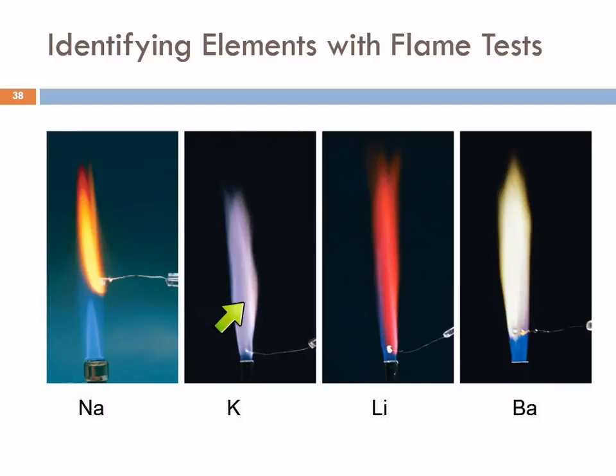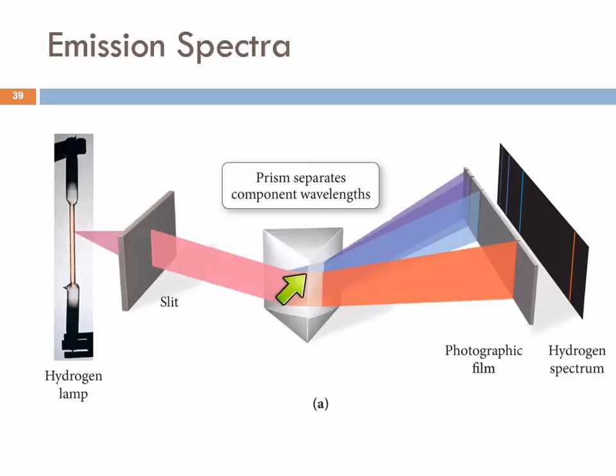Potassium gives a purple light, lithium is a dark red, and barium's kind of hard to see. It's actually kind of a greenish color. But different colors depending on what the element is. And if you take the light emitted from flame tests and pass it through a prism, you're also going to see an emission spectrum.